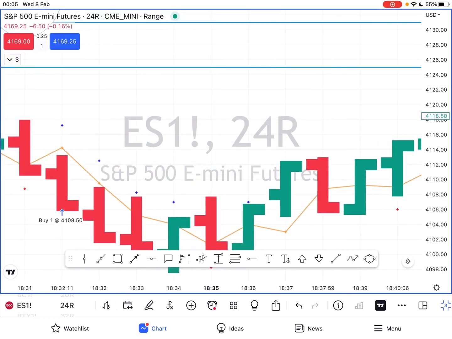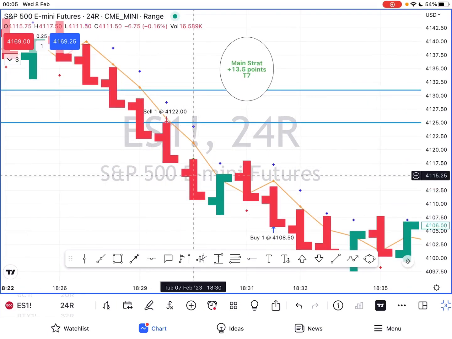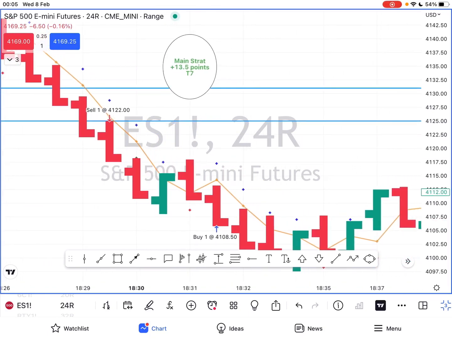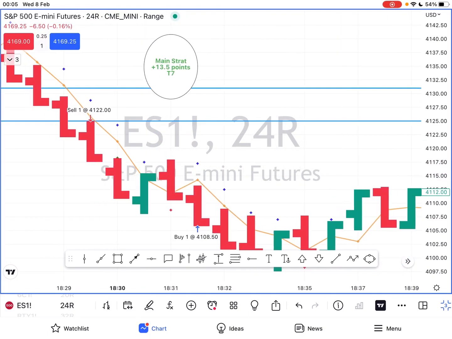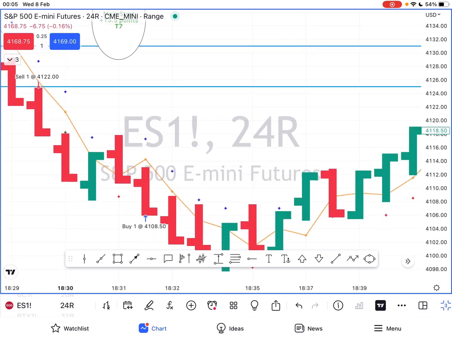There we are. So it wasn't showing on the 15-minute chart. So there was a short at 41.22, exited at 41.0850 for 13.5 points, and that was T7. That was our 7th trade.